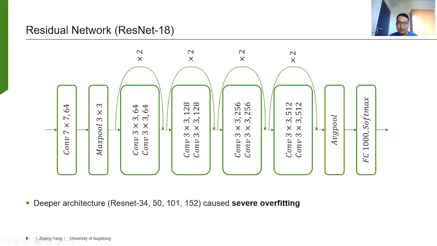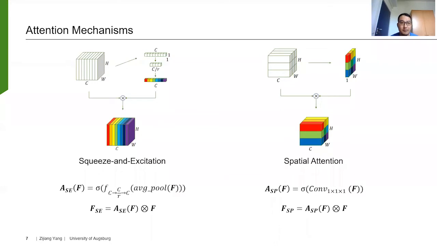We tried some deeper ResNet architectures, for example, ResNet 34, 50, 101, and 152, but they caused severe overfitting. So finally we decided to use ResNet 18 as our baseline. Then I will explain all 4 attention mechanisms applied in our paper.